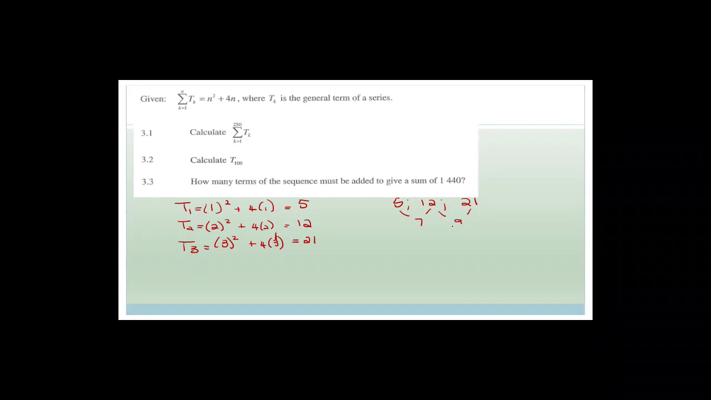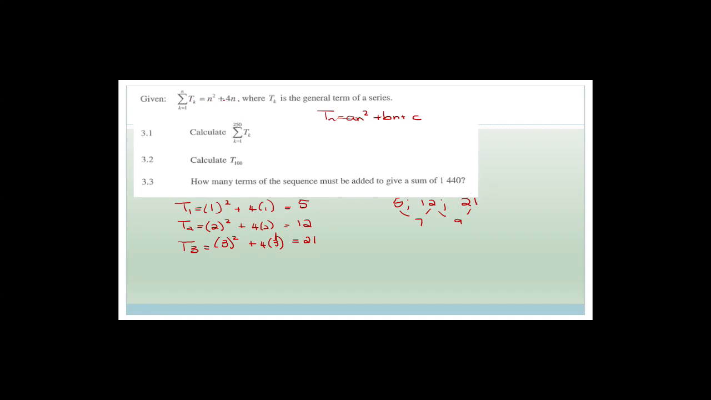So they want us to work out the sum of 250 terms, but I think this is a typo, because you guys have only done the term Tn is equal to An squared plus Bn plus C. This is a quadratic series, and you guys haven't done the sum for a series like this, and this is what they're asking you to do.